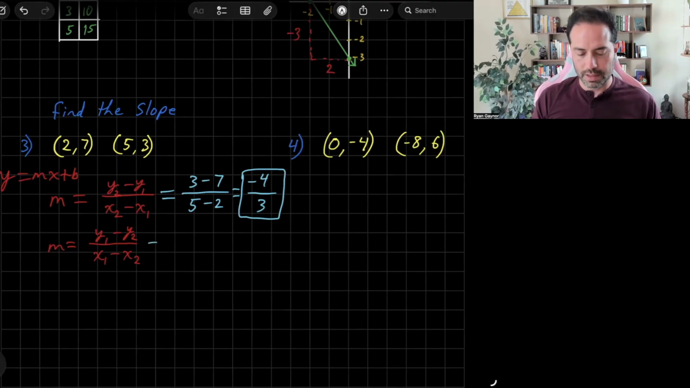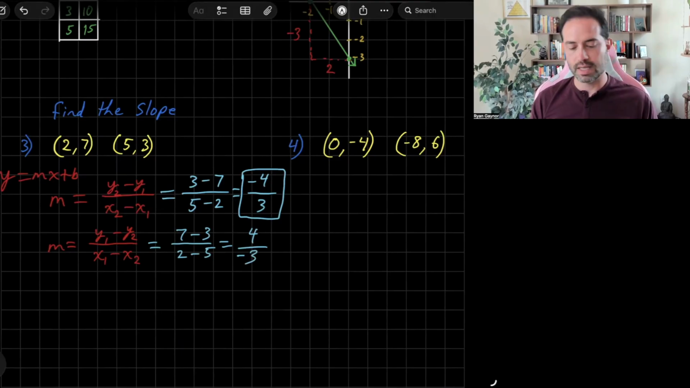Now, I'll show you that this still works this way. We just flip them around. The first y minus the second y, and then the first x minus the second x. So that would be 4 over -3. Same thing, -4/3. Okay, let's do one more example.